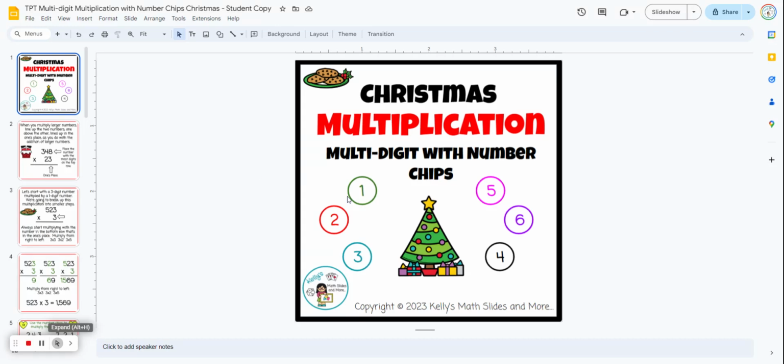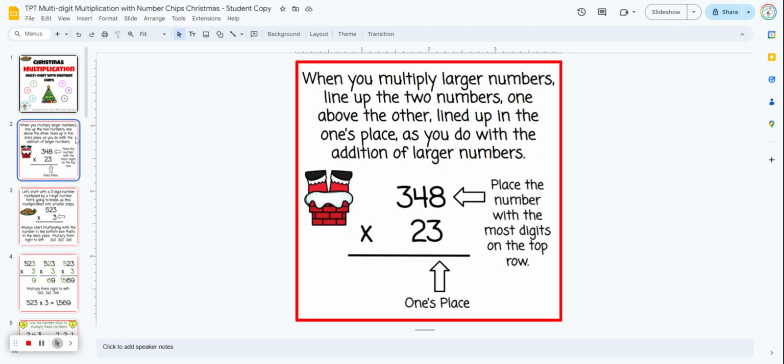Multiplication with multi-digit with number chips. This is a digital lesson. It's a lot of fun for the students. They can move these number chips around their screen in order to solve the multiplication. And this one is the Christmas version.